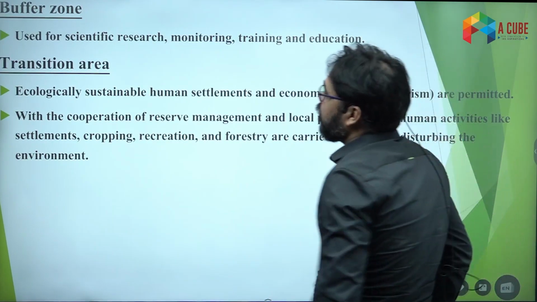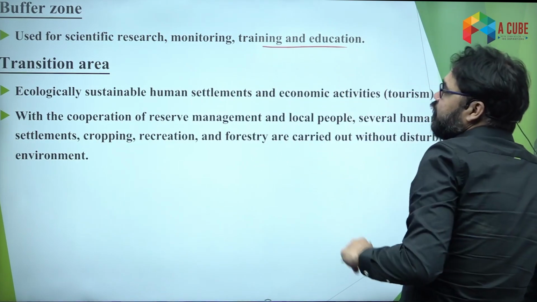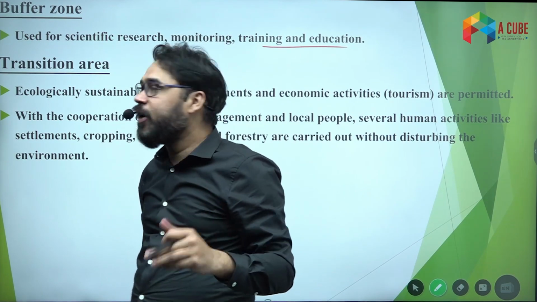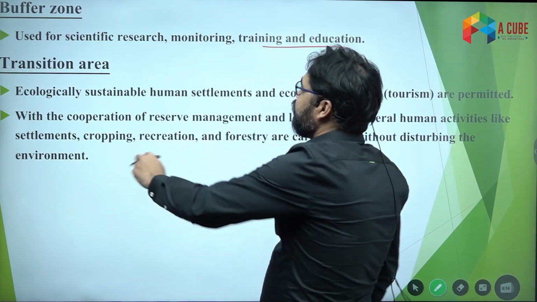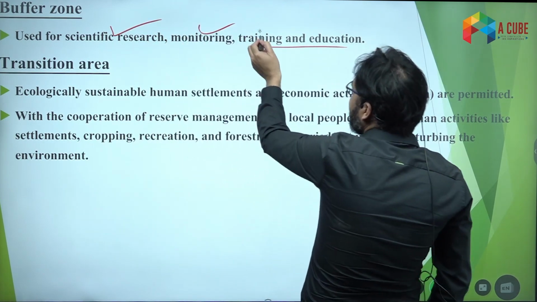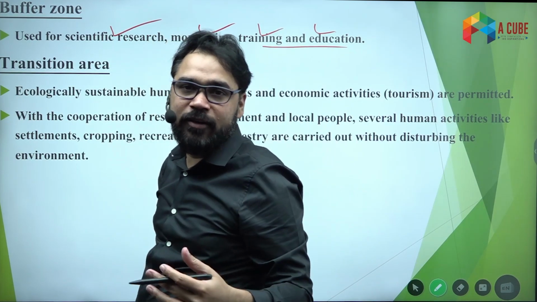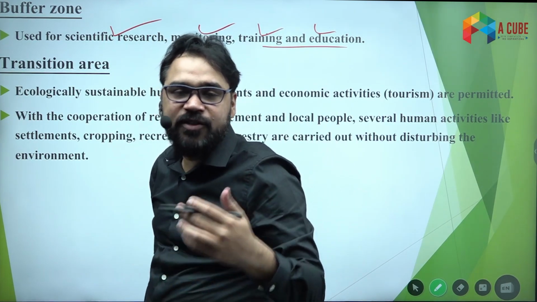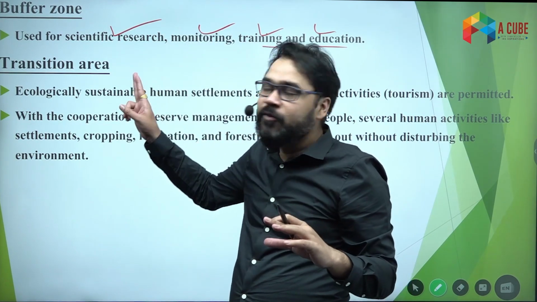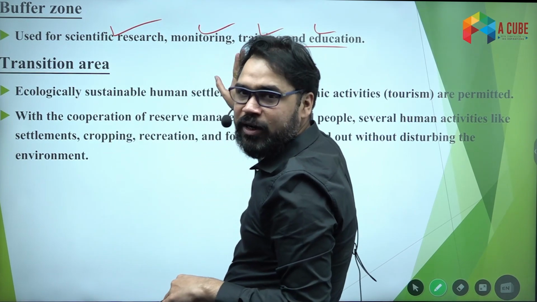The buffer zone is used for scientific research, monitoring, training and education. Like I said, it is the zone right outside the core area. The purpose is to carry out various scientific research, monitoring, training and education. Training means to train the people who are working out there, be it the forest guards or the conservators. In order to properly train them, the buffer zone area is used. Human activity is allowed, but only up to a limited extent.